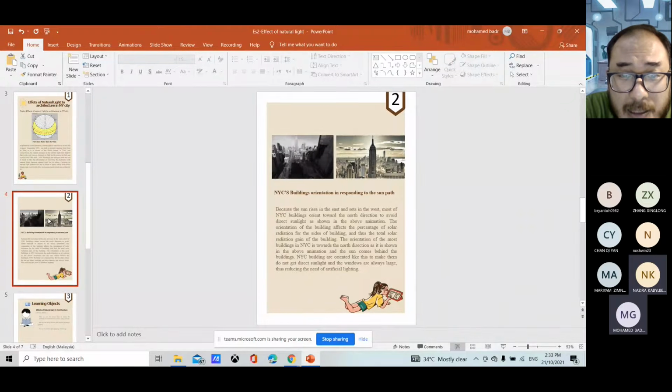Yeah. The orientation of most buildings in New York is towards the north direction, as shown in the above animation, and the sun comes behind the building. New York's buildings are oriented like this so they don't get direct sunlight, and the windows are always large, thus reducing the need for artificial lighting.